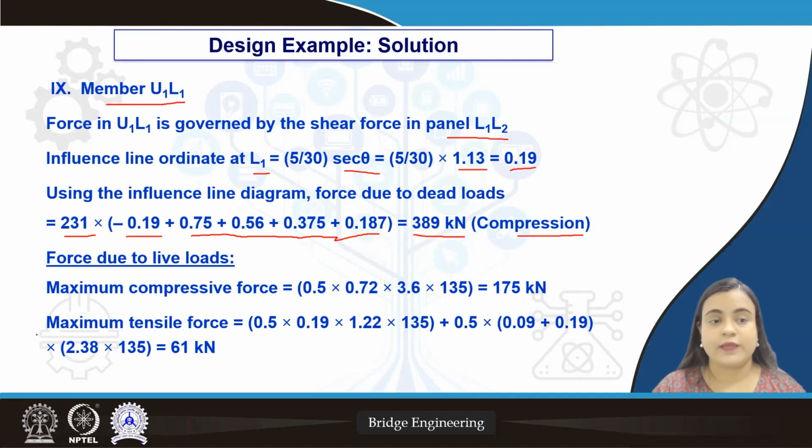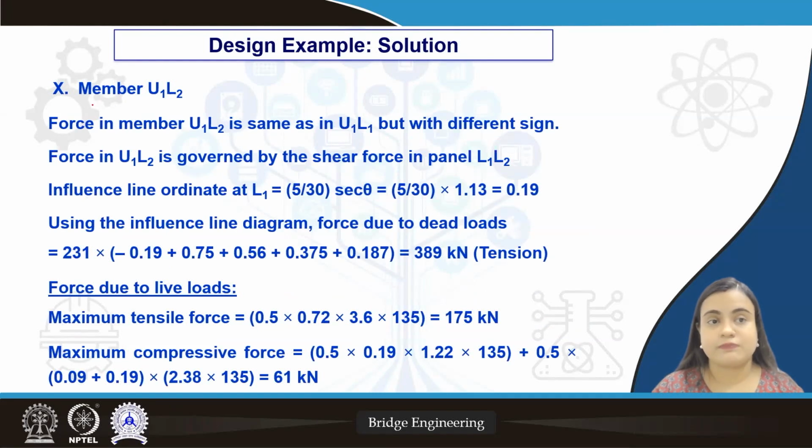Force due to live load can be obtained as maximum compressive force equals 0.5 times 0.72 times 3.6 times 135, that is equal to 175 kilonewton. Maximum tensile force will be 0.5 times 0.19 times 1.22 times 135 plus 0.5 times 0.09 plus 0.19 multiplied by 2.38 times 135. That is equal to 61 kilonewton.